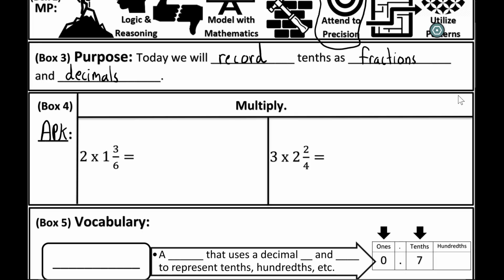Okay, and in order to multiply these, I must rename this mixed number into a fraction. So remember the steps that a lot of you kept forgetting, okay? First, I multiply 1 times 6, and I get 6. Then I add 3, and I get 9/6, okay? Mr. Arevalo, am I done? No, remember, we have the 2, okay? We need to multiply the 2 times 9/6. And 2 times 9 is 18, okay? That's going to be 18/6.